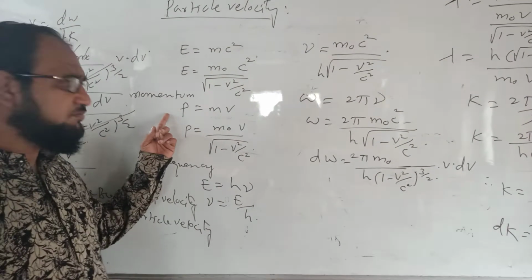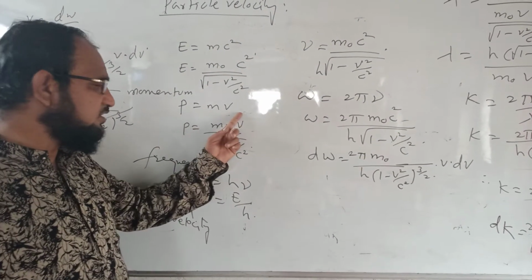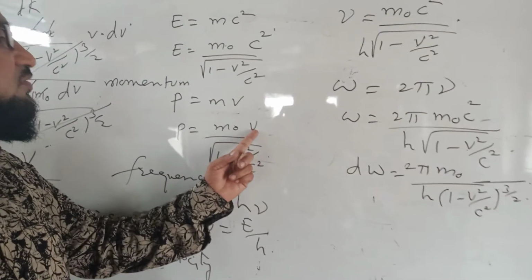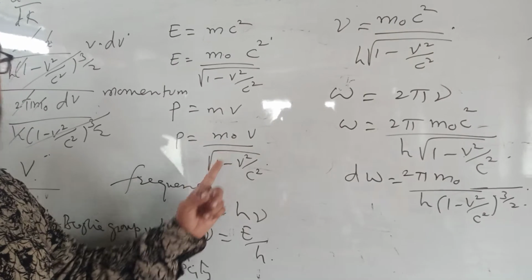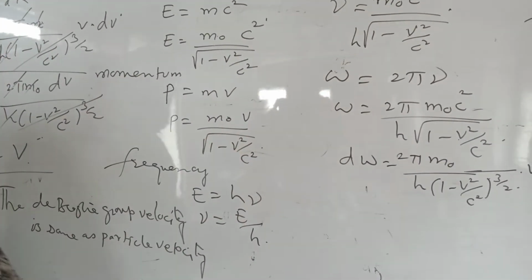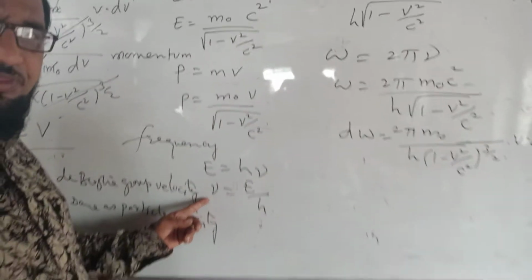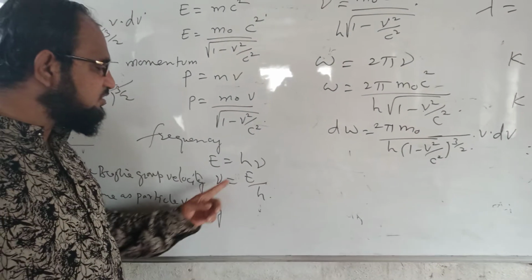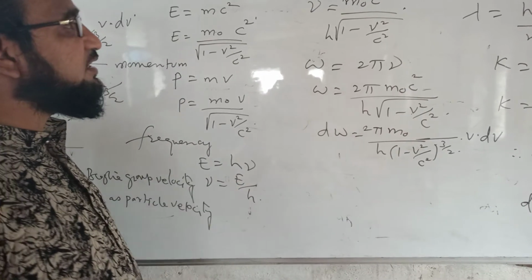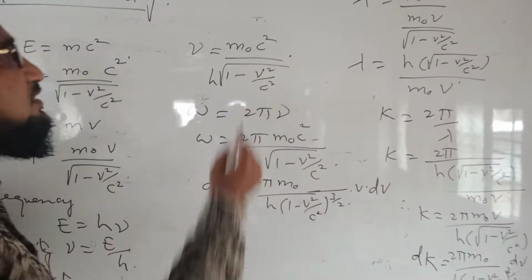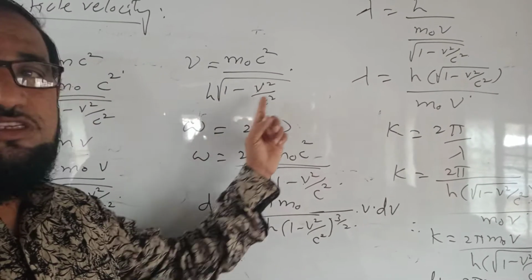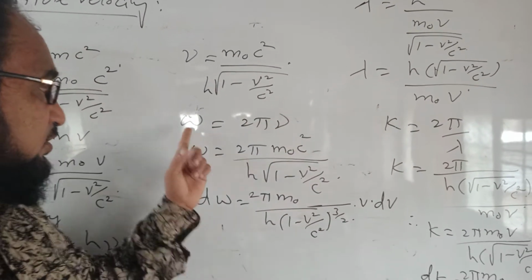Then momentum, we know, is mass into velocity, m into v. Again m can be replaced by m0 upon root over 1 minus v squared by c squared, into v. Then we can find the frequency, nu equals E by h, and substituting the value of E, we can write the frequency as m0 c squared upon h root over 1 minus v squared by c squared.